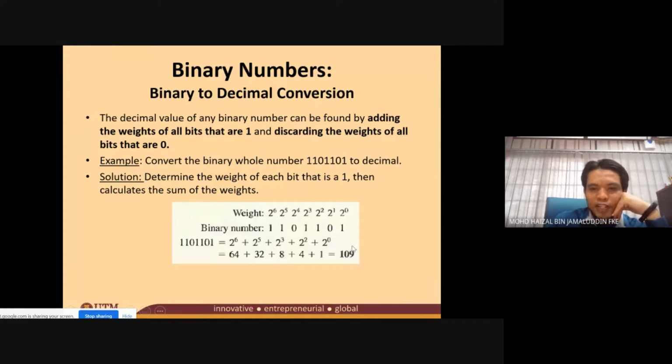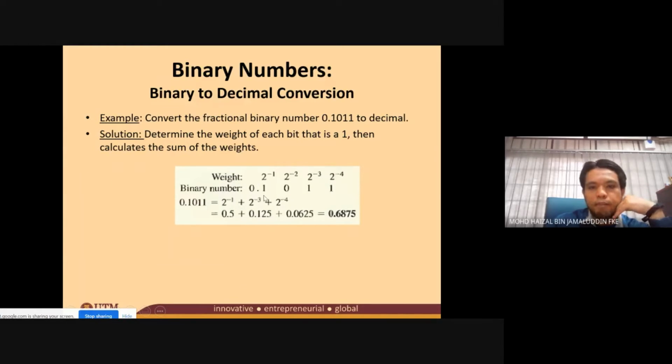For binary, normally we will write a small number 2 at the bottom of it in order to represent that it is a binary number. And sometimes for decimal also, you need to write 10. But a decimal number is already known to be a decimal number. But for binary or octal numbers, you may need to write a small number 2 here.